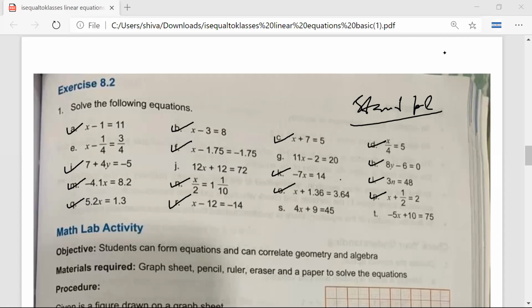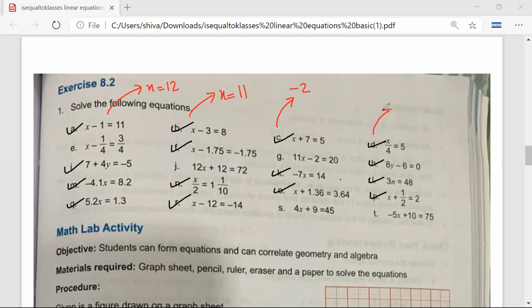Okay, Mr. Sarthak. First question. So x is equal to 12. Shabash. Second question. Mr. Sarthak. So x is equal to... just a second. Mr. Satya. 11. Shabash. Mr. Sarthak. C part. X is equal to -2. Shabash. Nice. -2.